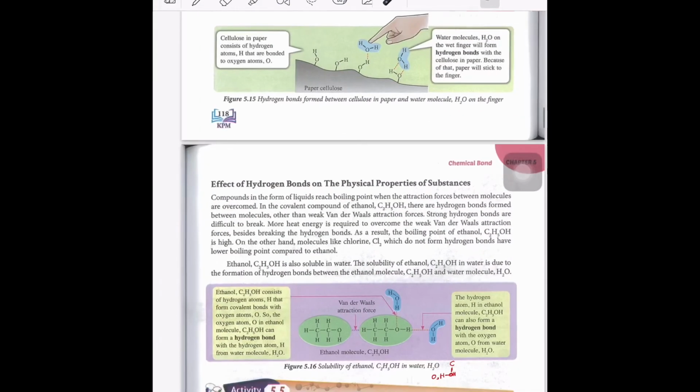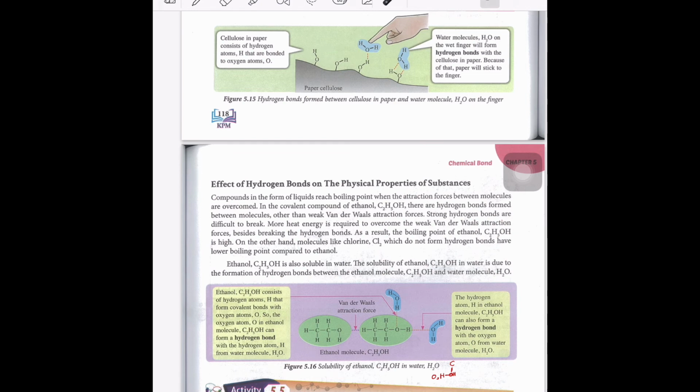Okay. So, strong hydrogen bonds are difficult to break. Sudahlah ada hydrogen bond, dia ada van der Waals forces of attraction lagi. So, more heat energy is required to overcome the weak van der Waals attraction forces besides, selain breaking the hydrogen bonds. Jadi, as a result, the boiling point of ethanol is high. Boiling point dia tinggi. Kenapa tinggi? Sebab sudahlah dia ada van der Waals attraction forces, dia ada the hydrogen bond lagi. Double trouble. You want to boil this? Double trouble. Okay? Dua-dua bond di dalam.